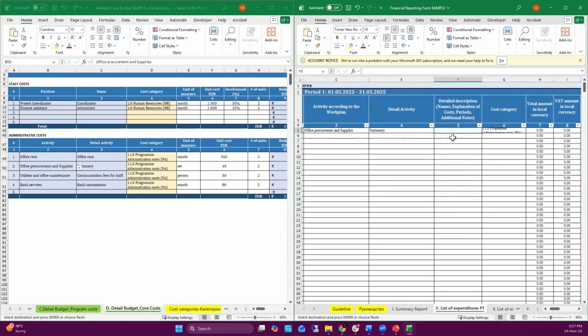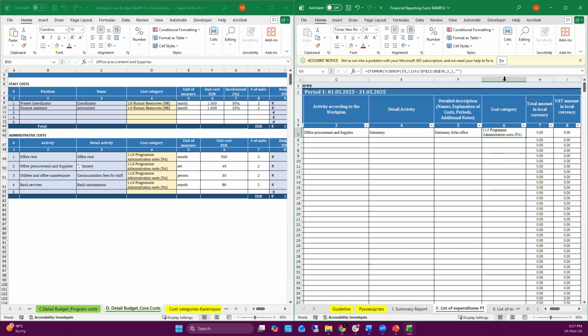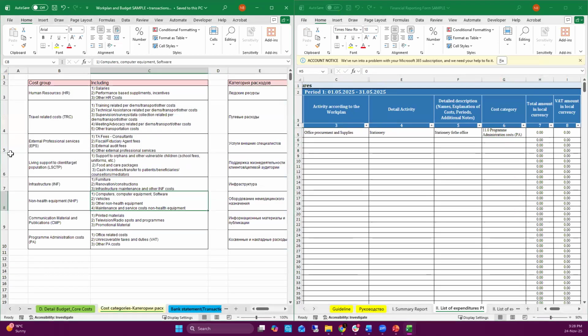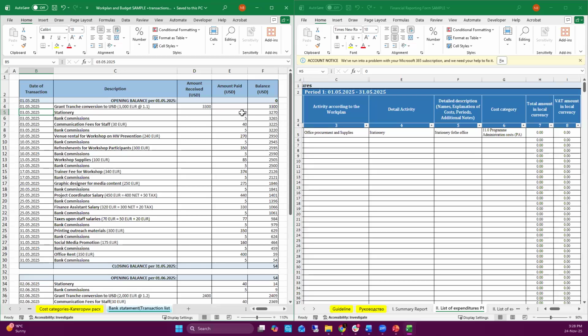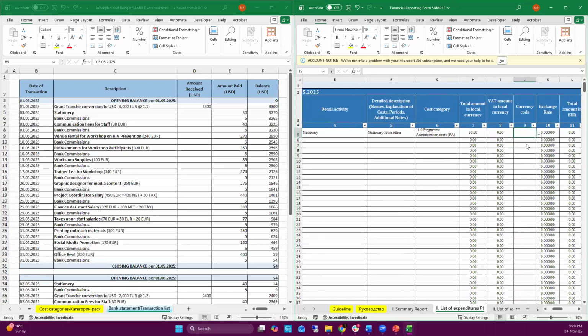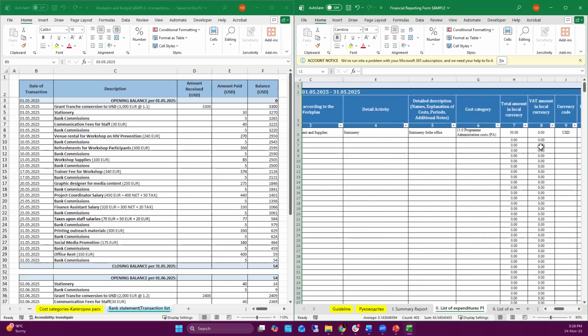In the detailed description, you just manually put some more details, like stationery for the office. So this part will be automatically filled out, as you have just seen. Let's go back to the statement. Okay, so we have paid 30 USD for this expense. We choose the currency here, which will be USD. We choose the rate, and the amount in euros is automatically calculated. So you don't fill out this one.